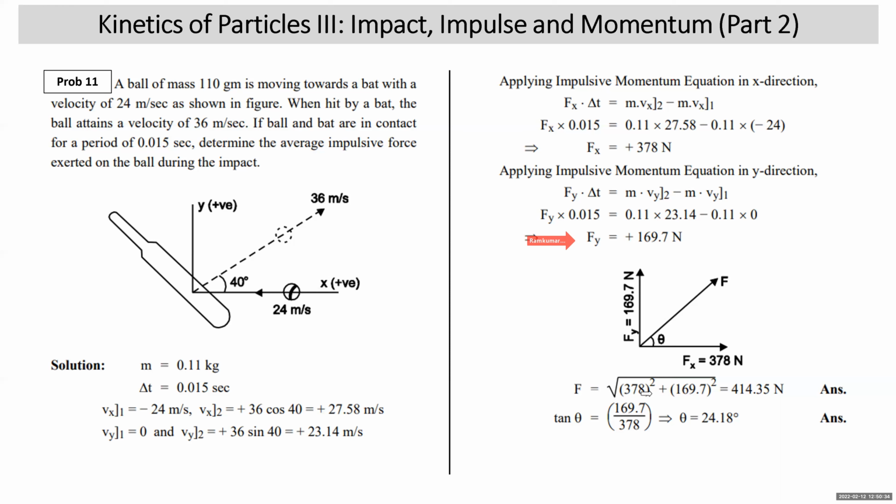F is equal to the square root of 378 squared plus 169.7 squared. You get 414.3. What angle does this resultant impulsive force make to the horizontal? Tan theta is Fy upon Fx. Tan theta is 169.7 upon 378. You get the value of theta as 24 degrees.